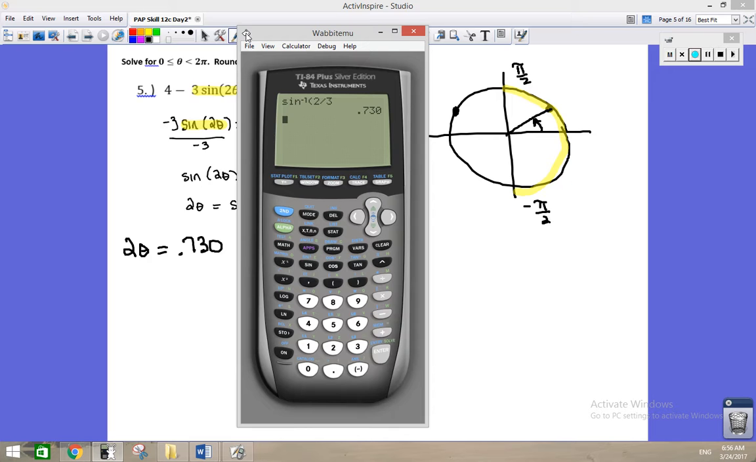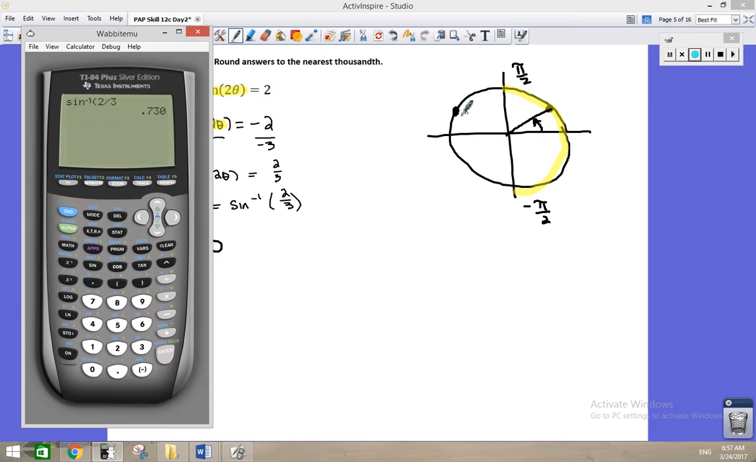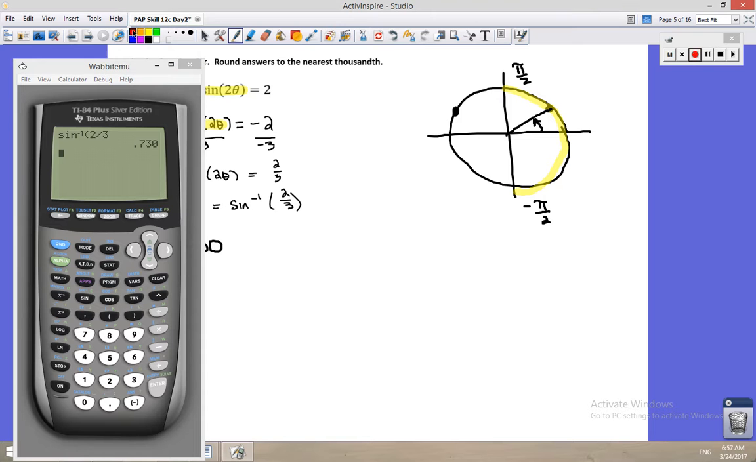Now, I need to figure out a way to get my angle that is over here in quadrant 2. The calculator doesn't give me this angle, but I can figure it out. This angle that's in quadrant 1, I can use that as its reference angle. That measurement right there, that magnitude, is the same magnitude as this angle right here.